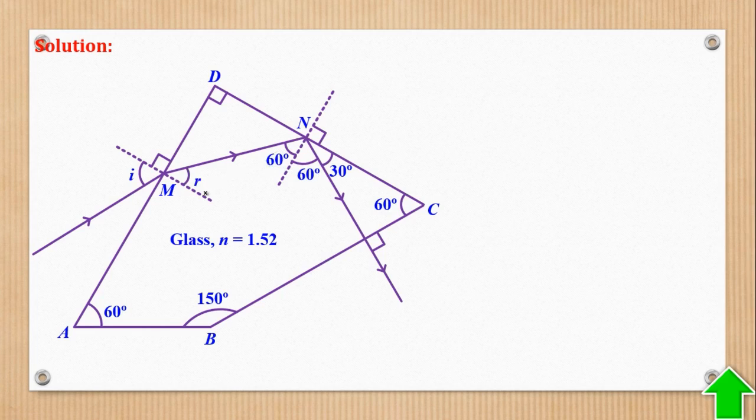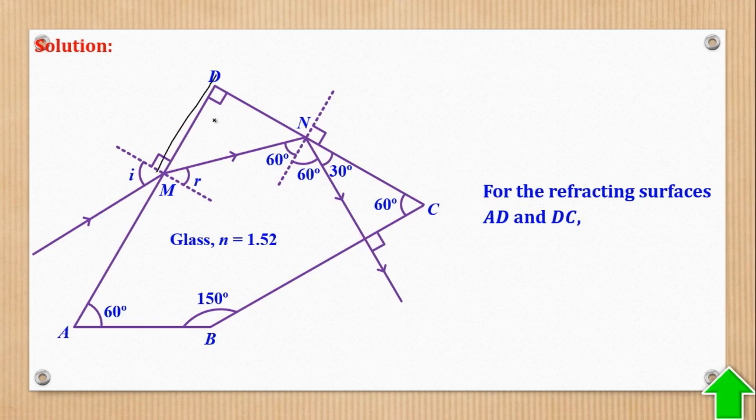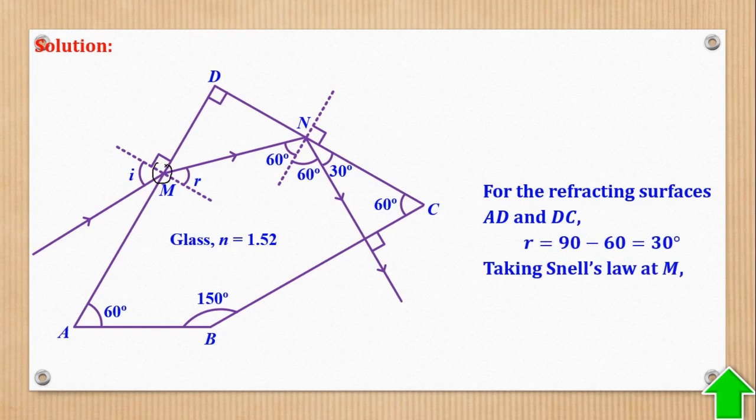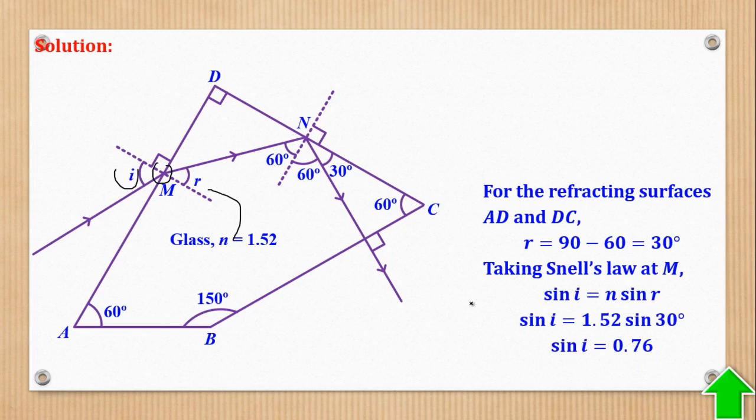Okay, then from there, this can be got: this plus this, because this is 90, so this plus this will be equal to 90. So you can come and write that. For the refracting surfaces, AD and DC, this plus this will be equal to this refracting angle. Therefore, R is equal to 30 degrees. Then taking Snell's law at M, n sine R is equal to sine I. So substitute, simplify, and get the value of I. And that's what they wanted.